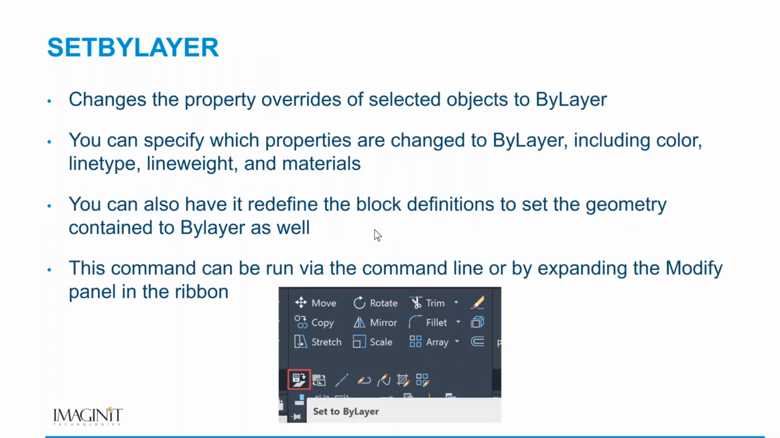So let's talk about the first one. We're going to talk about SetByLayer. This changes the property overrides of selected objects to by layer. And you can specify which properties are changed to by layer, including color, line type, line weight, materials, and plot style. If it's STB, you can also have it redefine block definitions to set the geometry contained to by layer as well. That's the important piece of this.